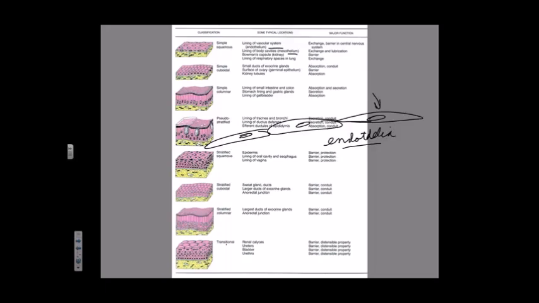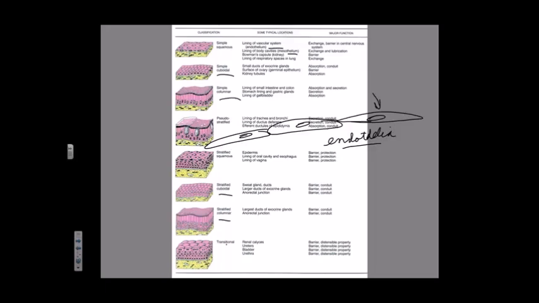So, simple cuboidal. When you think simple cuboidal, you think ducts. All ducts are simple cuboidal. Most of the ducts. Let me put it this way. 98.9% of all the ducts are simple cuboidal. Sometimes when the ducts get really big, then they become stratified cuboidal or stratified columnar, but those are rare. Simple cuboidal, ducts.